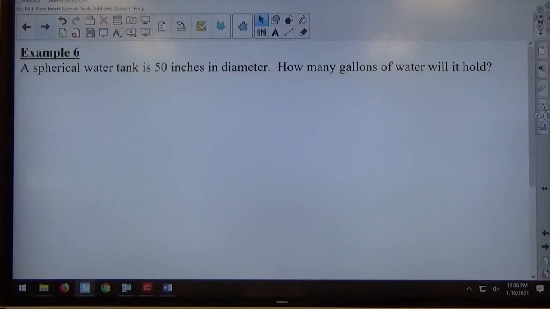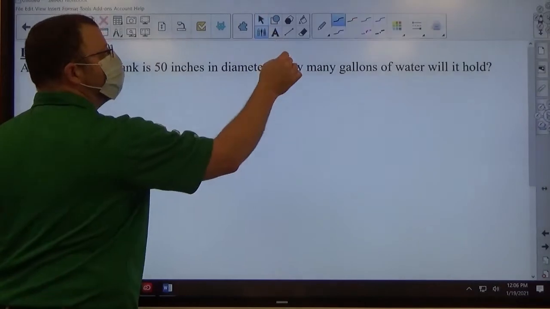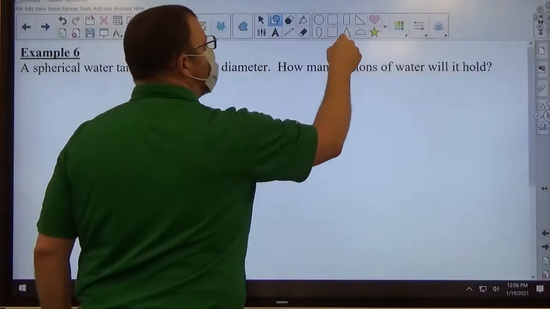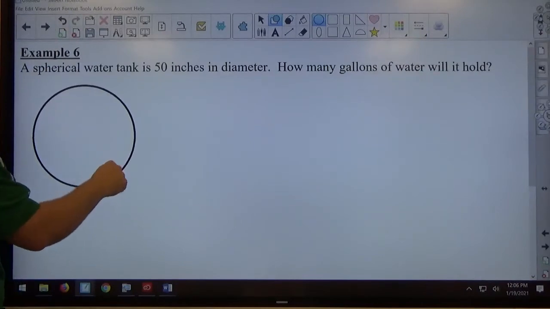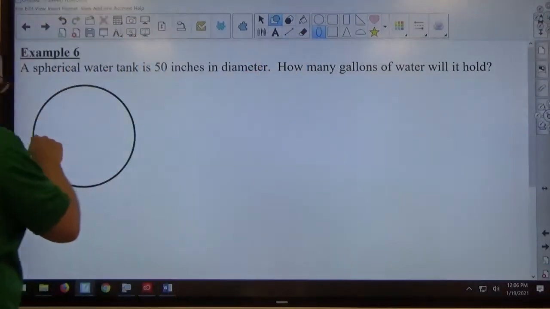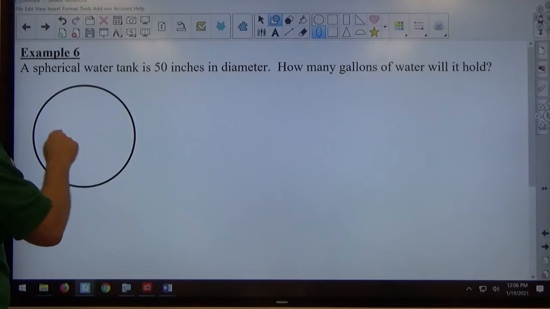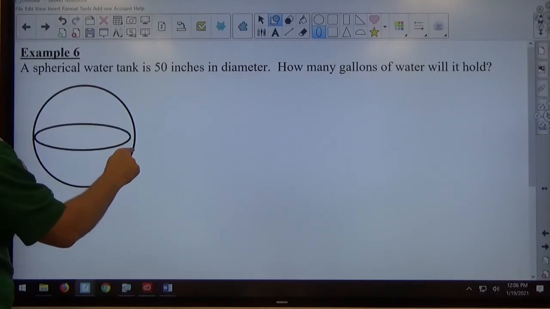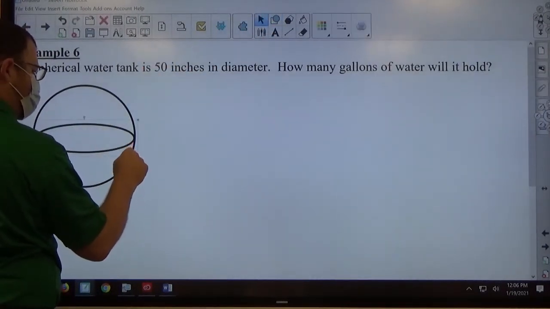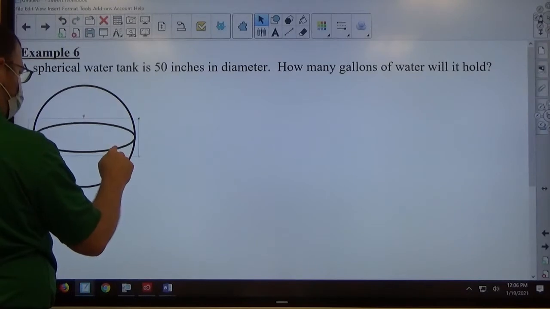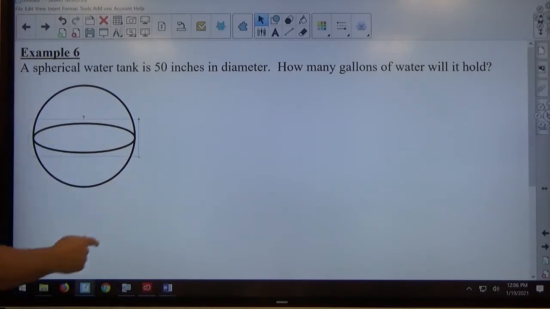If you look at example 6, a spherical water tank. Spherical is the adjective describing a sphere. So we have a spherical water tank. If I were to draw this tank, there's my circle, and then I make an oval kind of in here, like so. Looks like an upside down outline, or sideways outline. It's kind of like a creepy alien eyeball, right?